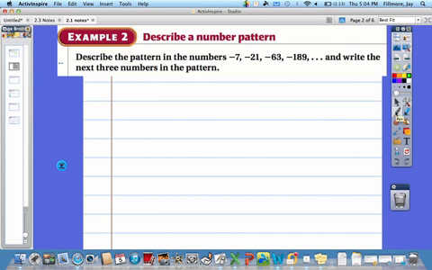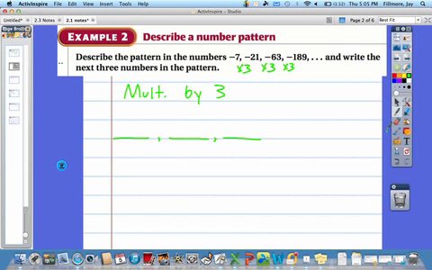So let's test multiplication since our numbers are growing. -7 times 3 is -21. -21 times 3 is -63. -63 times 3 is -189. So it looks like that if we were to describe our pattern, it's that we're multiplying. I'm just going to put mult as abbreviation. Multiplying by 3. So then we'll find our next 3 numbers in the pattern.